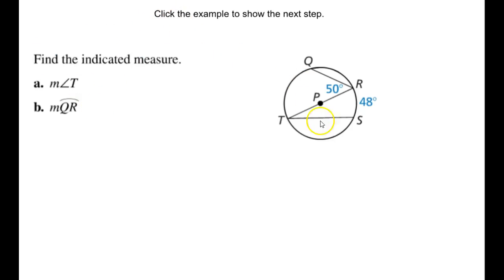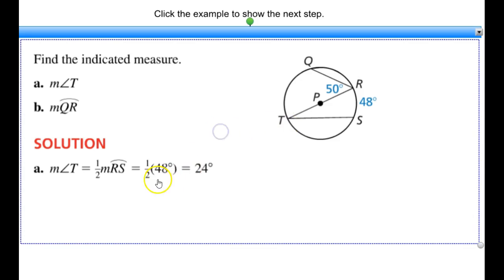So here we're asked to find the measure of angle T. Here's angle T right in here, and then we're going to be looking for the measure of arc QR. So the first thing I see is that angle T has an intercepted arc that is 48 degrees. So I know that the angle is half of the intercepted arc. So since the arc is 48 degrees, the angle would be half of that, which is 24 degrees. So now let's look at B, finding the measure of arc QR right here.